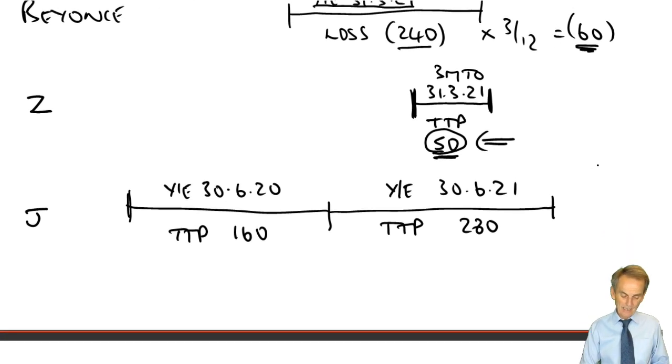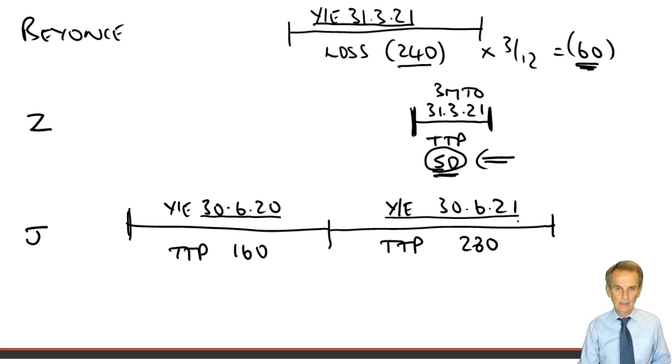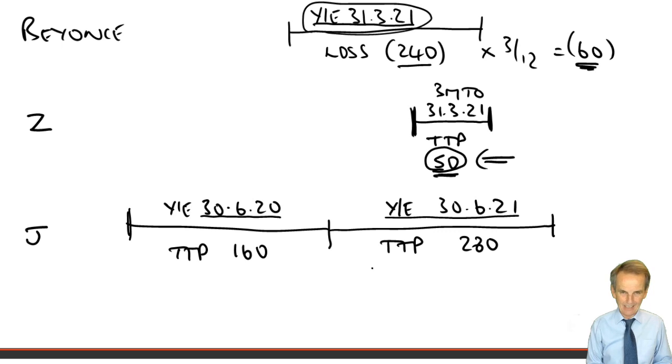We've then got the slightly trickier problem, but hopefully not that tricky now that we've identified it in terms of our timeline. What have we got? J makes up accounts to 30th of June. We've got year ended 30th of June 20. Now that, along with the year ended June 21, they're both partially coterminous with Beyonce's loss-making period. The year ended 30th of June 20 there falls into, look, that's the year ended March 21, that began on the 1st of April 20. On the 1st of April 20 there.